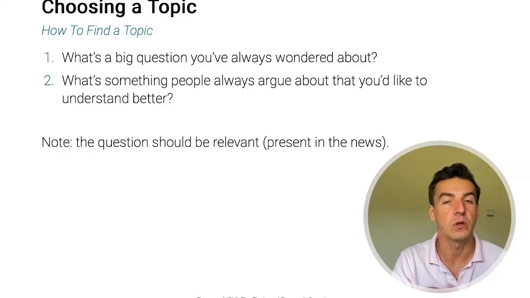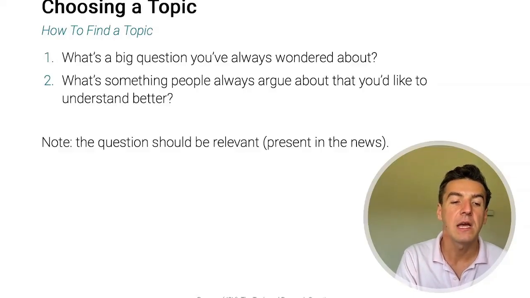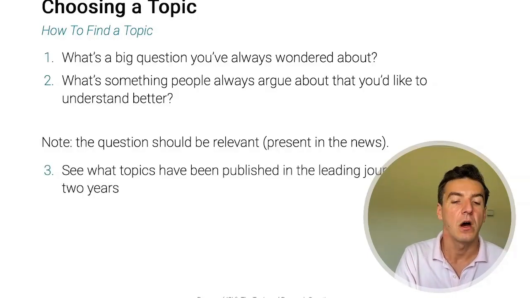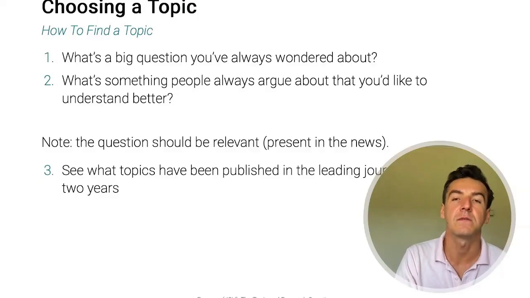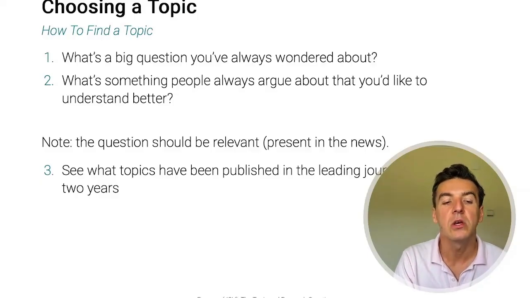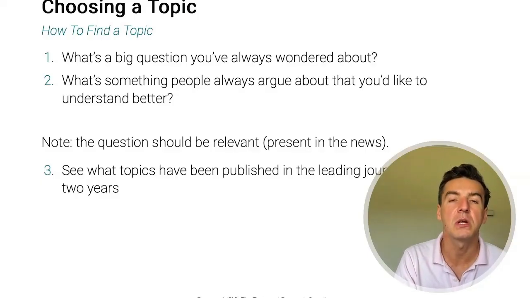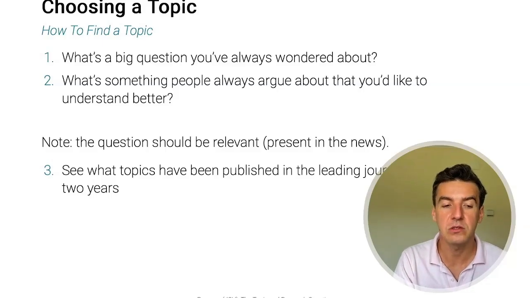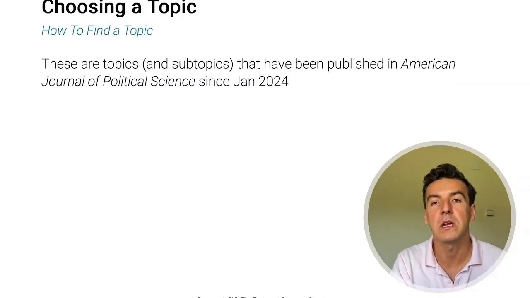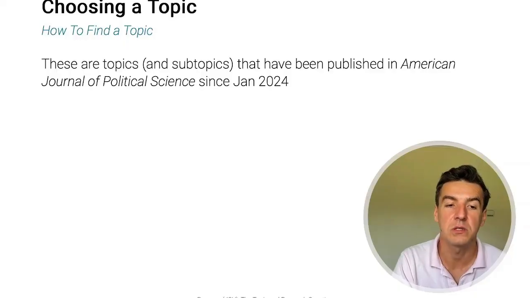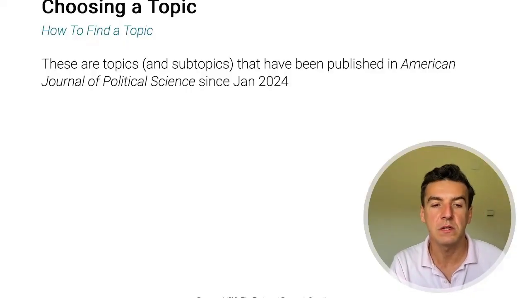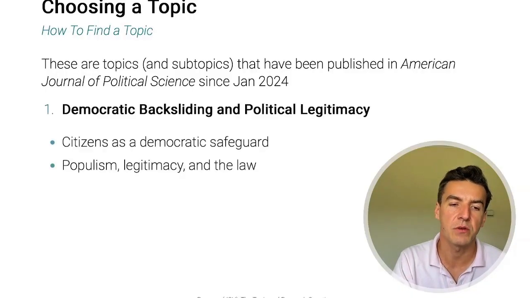So it's also important when you write a paper that you have a question and a topic that's relevant. So when I say relevant, that's typically defined by presence in the news. At the same time, another way to figure out what important topics are, you could also search for topics that have been published in leading journals in the last 2 years. So, for example, if you look at leading journals like the American Journal of Political Science, you see that some topics are more prevalent than others. So I've done a very quick research to examine the topics that have been pursued since January of 2024.